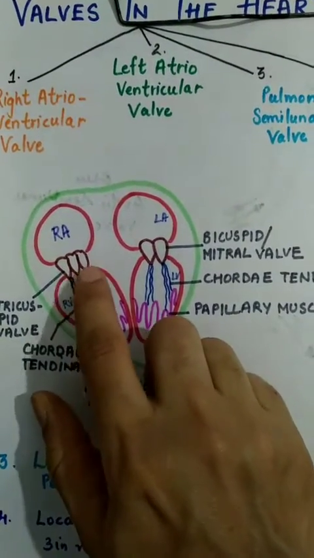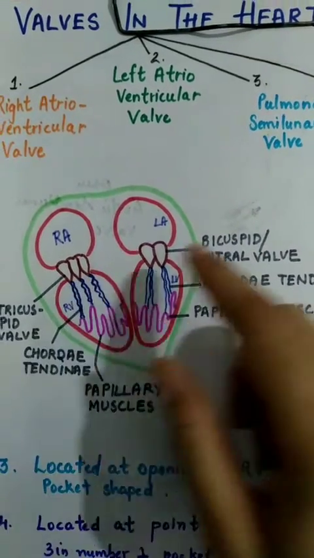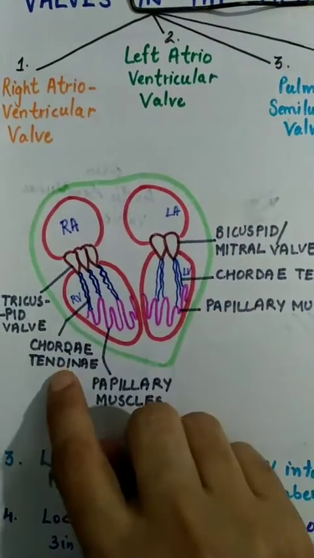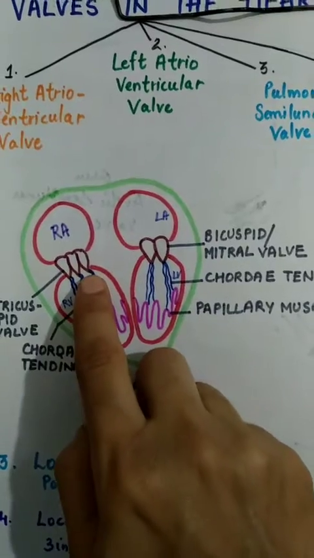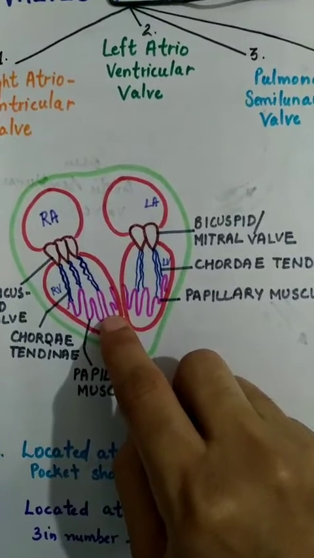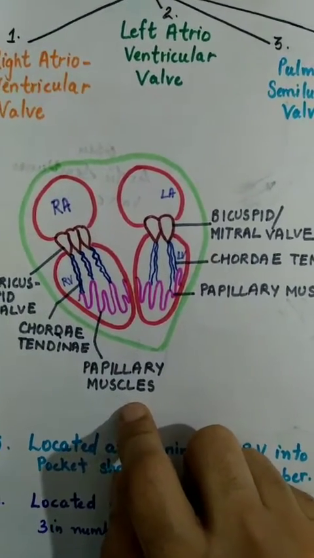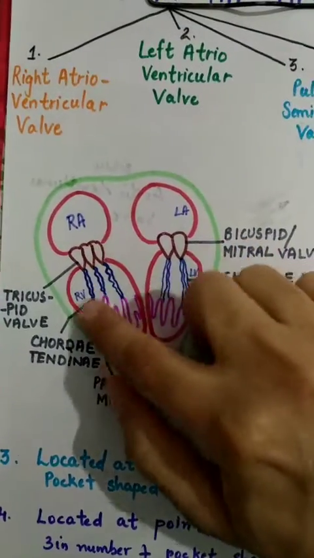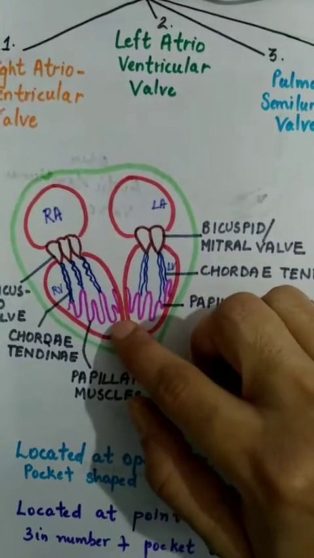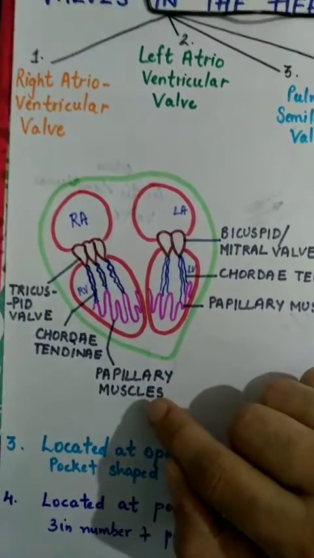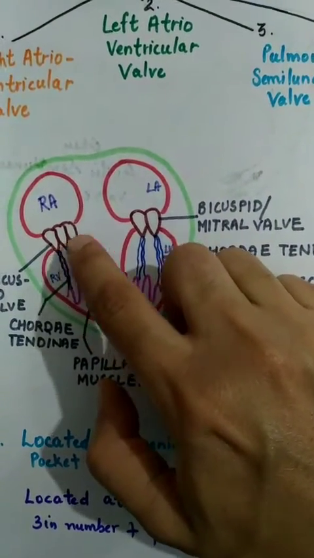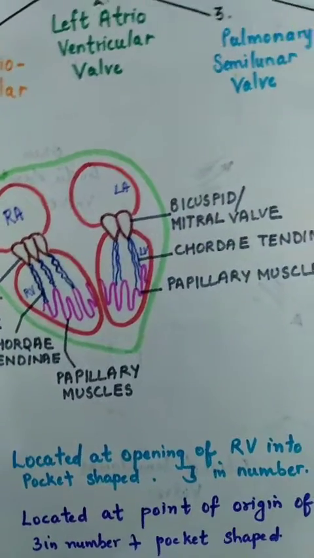Now the apex of these valves is attached with the fine thread-like structures which are known as chordae tendineae. Chordae tendineae are the projections of the ventricular muscles. The name of these ventricular muscles is papillary muscles. So basically what happens here, this is the ventricle. The walls of the ventricle have these projections of muscles known as papillary muscles. From these papillary muscles arise these cord-like structures that are attached to the apex, the tip of these triangular flaps.